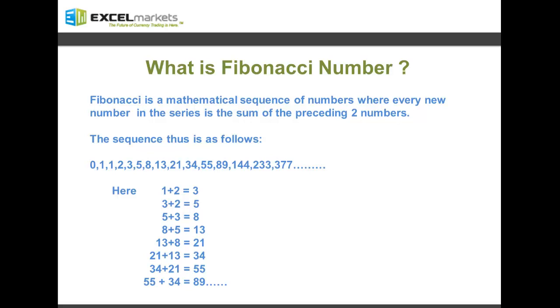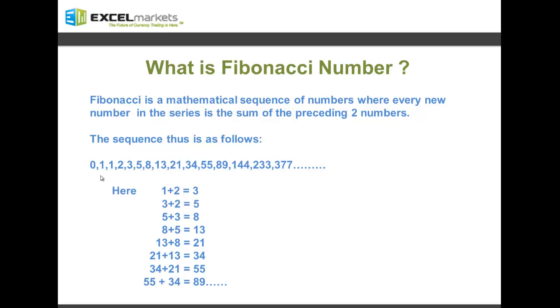Before getting on with discussing how the Fibonacci retracement levels can be used as an indicator, let's understand what the Fibonacci number is and how these retracement levels were determined. Fibonacci is a mathematical sequence of numbers where every new number in the series is the sum of the preceding two numbers. The sequence thus becomes as shown: 0, 1, 1, 2, 3, 5, 8, 13 and so on.